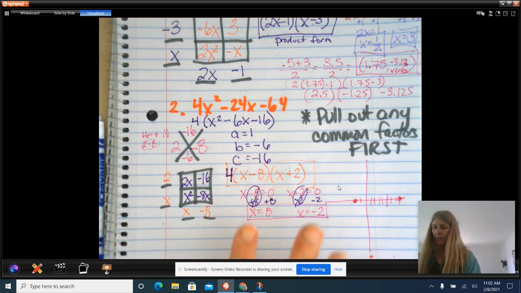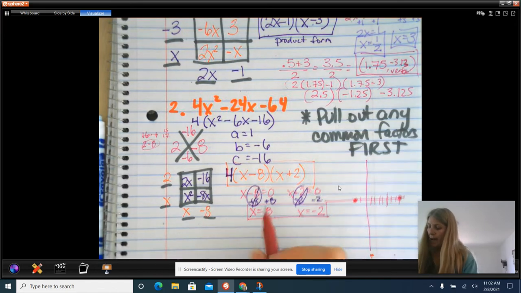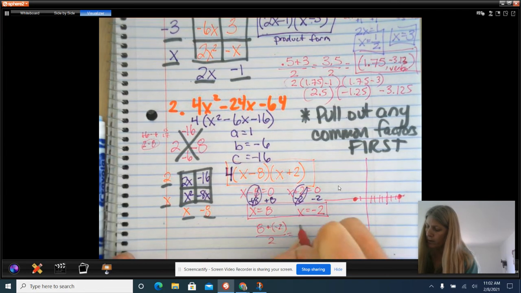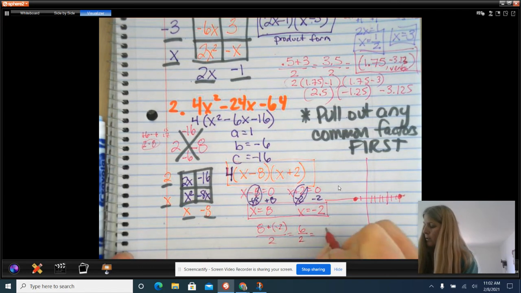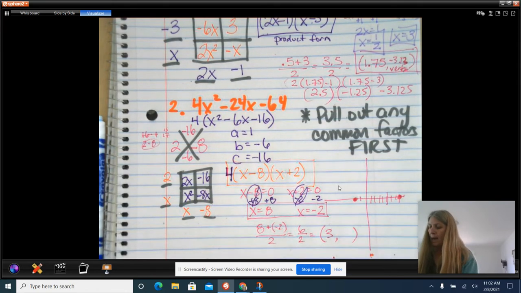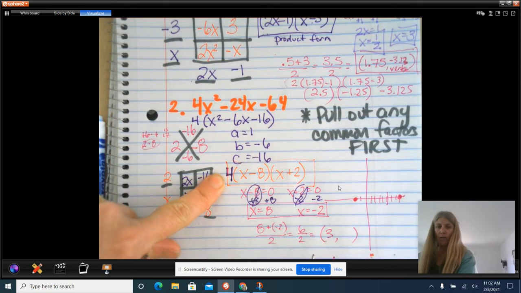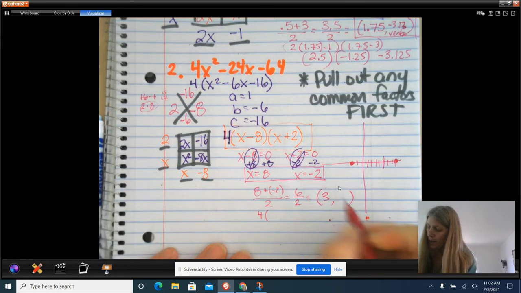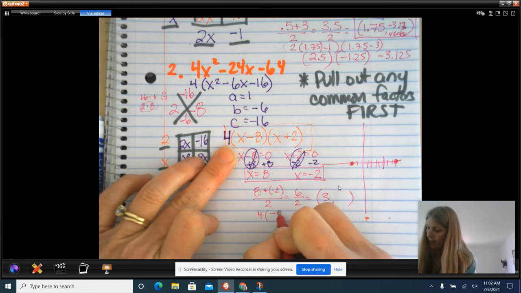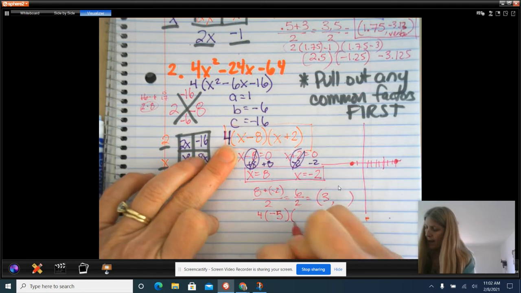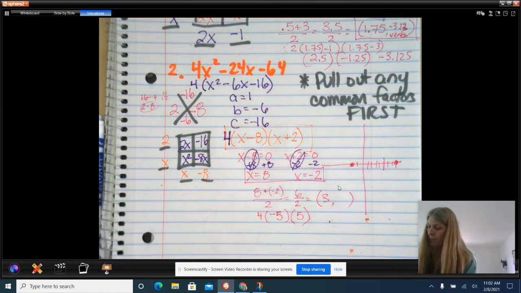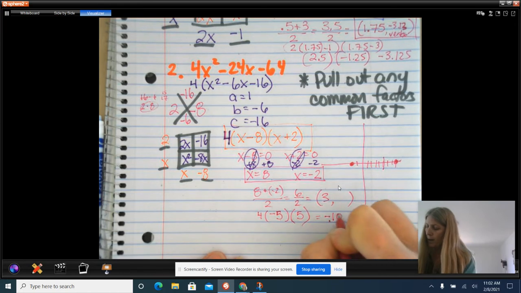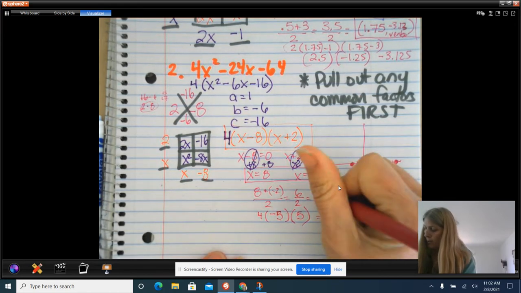So now we're going to go ahead and find our vertex. So we're going to add these together and divide by 2. And so we have an x value of 3. And we're going to plug it back into our equation, not forgetting our 4, in order to find our y value. So we have 4 times the quantity 3 minus 8 is negative 5, and 3 plus 2 is positive 5. So we have negative 25 times 4, which is negative 100. So that is our vertex.